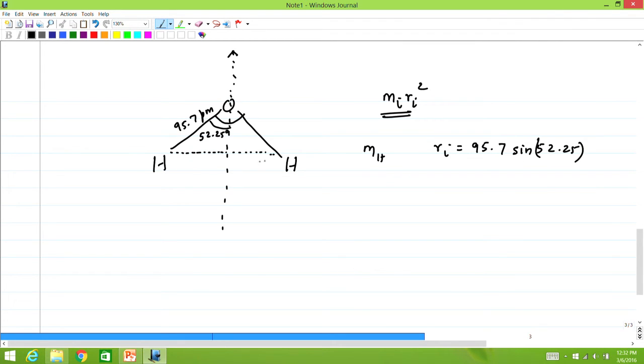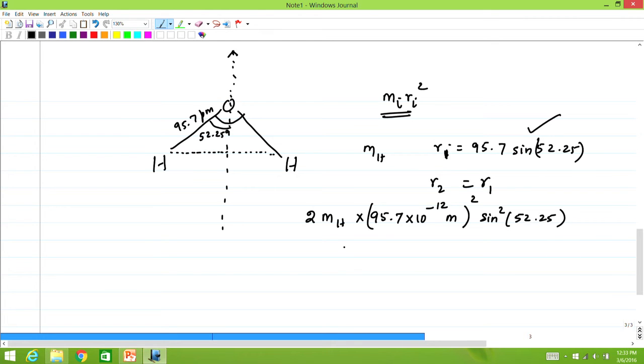Therefore, two hydrogen atoms contribute to the overall moment of inertia for this molecule. Since it is a symmetry axis that we are talking about, the hydrogen atom on this side is also the same, r_1 and r_2 are both equal. Therefore, what you have is 2 m_H times (95.7 times 10 raised to minus 12 meter) square times sine square 52.25, and this is kilogram that you have to use. Therefore, you will have the moment of inertia I in terms of kilogram meter square. I think the numbers can be calculated by you. Therefore, let me not write that here. Okay. Let us go to the next problem.